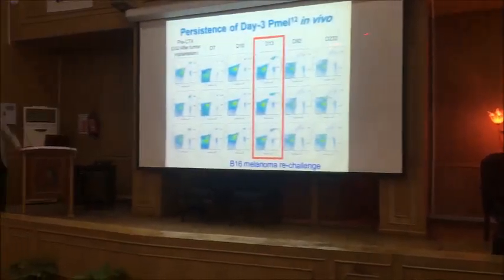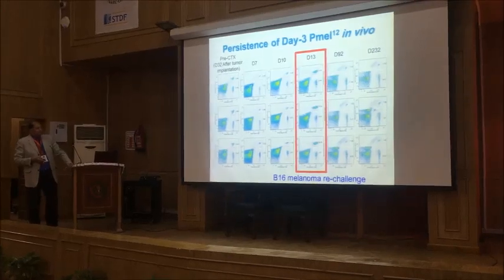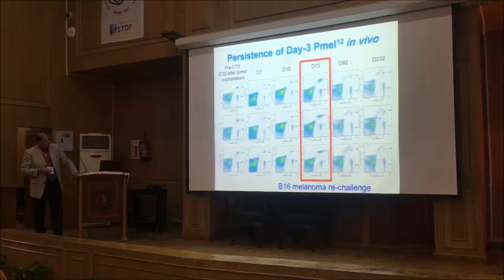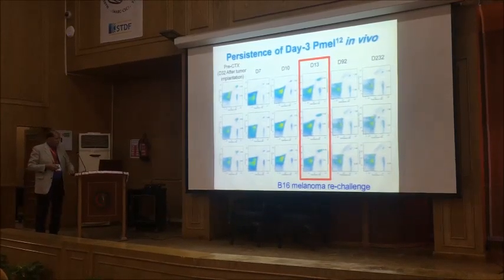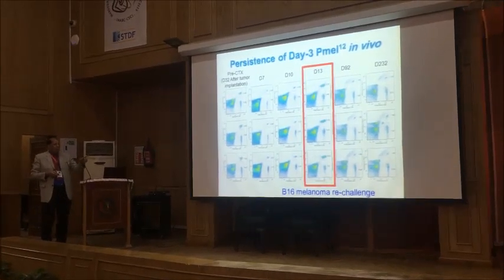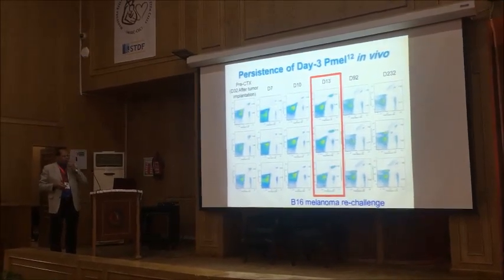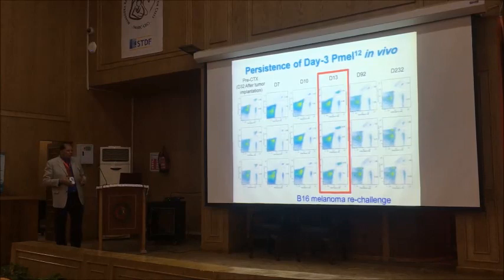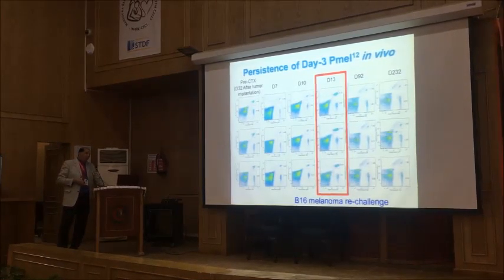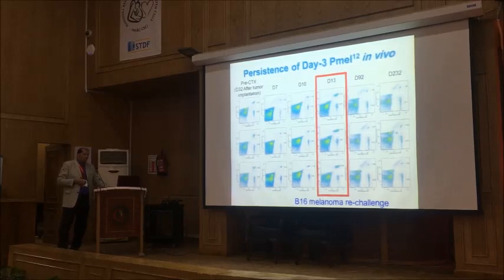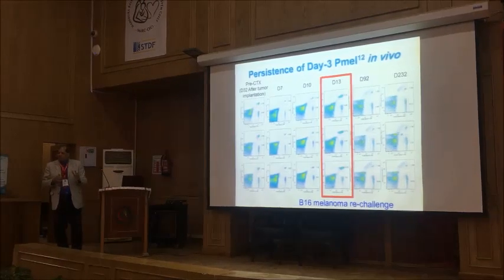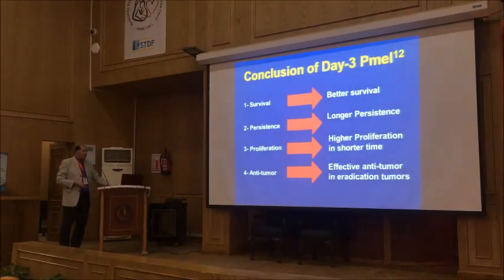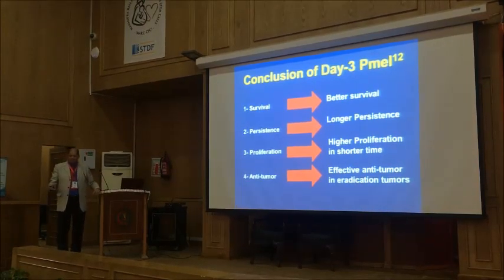Here, almost a year, 232 days, and you can see you can still detect the cells in blood, lymph node, and spleen. We even analyzed these cells in blood after re-challenge with B16 melanoma. So re-challenge with tumor does not negatively impact the existence or persistence of these cells. Somehow the IL-12 does something in these cells which allows them to survive and persist for almost a year in tumor-bearing mice, even if you re-challenge the mice with the tumor.